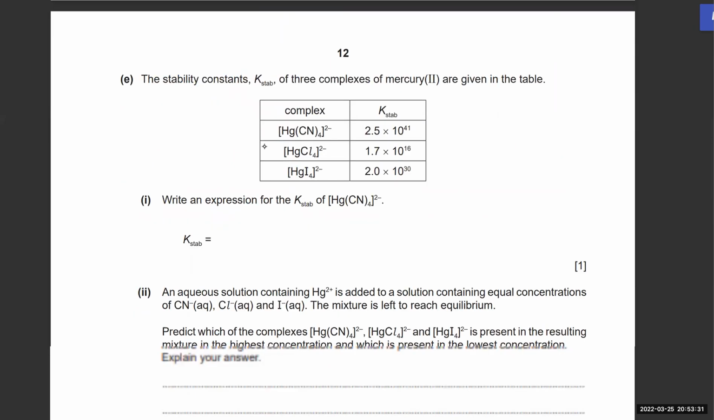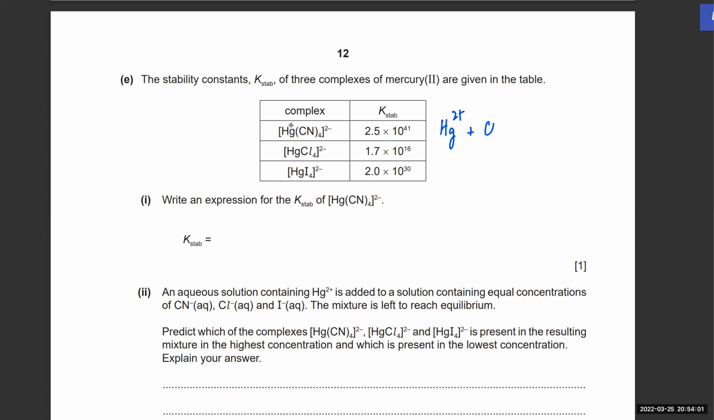And then you have the stability constants of 3 complexes of mercury given. Write an expression for the K stability of HgCN4 2-. The stability constant is for when you have an Hg aqueous ion, which is going to be 2+ in this case, because CN, remember, is -1. There are 4 of them, so Hg must be 2+.